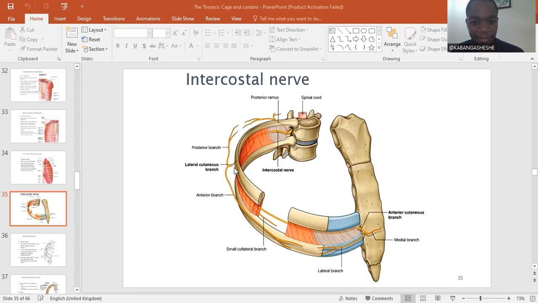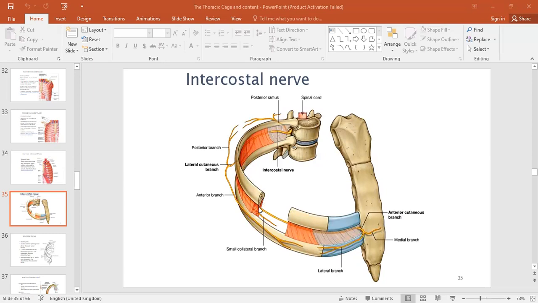Then in the lateral aspect of the chest, we see this nerve giving off branches. So it will give us a lateral cutaneous branch. This branch goes to the skin. It's a sensory branch. Then a motor branch continues. The motor branch will eventually give us an anterior cutaneous branch, another branch supplying the skin. So we have two branches. One branch is supplying the lateral aspect of the chest, that is the skin. Another branch is supplying the anterior aspect of the chest on the skin.